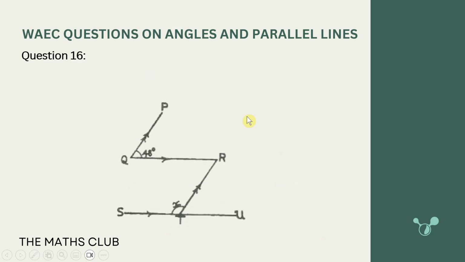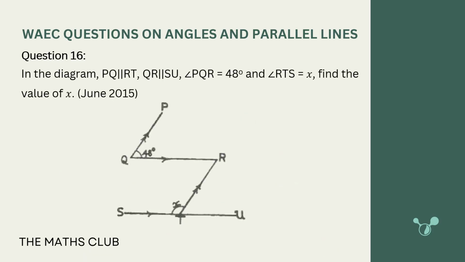Great. Question 16 now says that in the diagram, PQ is parallel to RT. You can see 2, 2. QR is parallel to SU. You can see 1, 1. When I say 1, I'm saying 1 arrow, and 2 arrows, 2 arrows. Angle PQR is 48 degrees. Angle RCS is x. Find the value of x. Taken from June 2015. I want you to pause the video and try this out yourself.